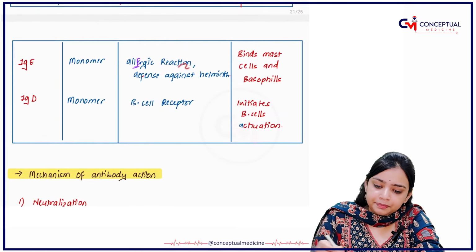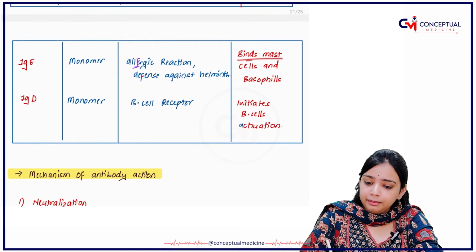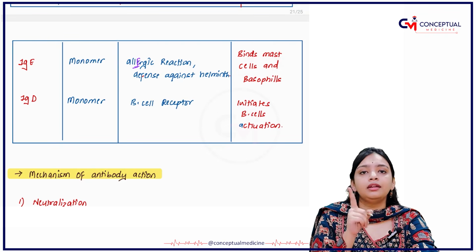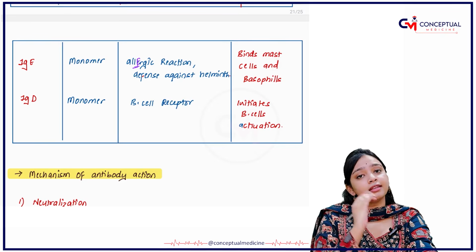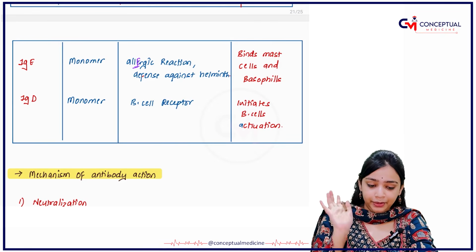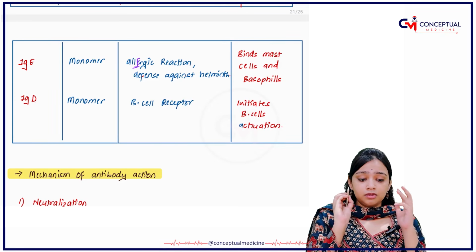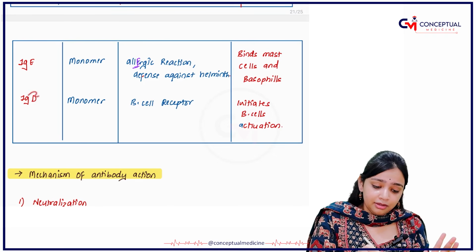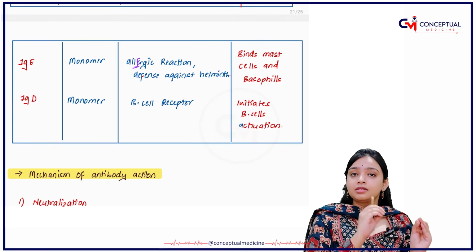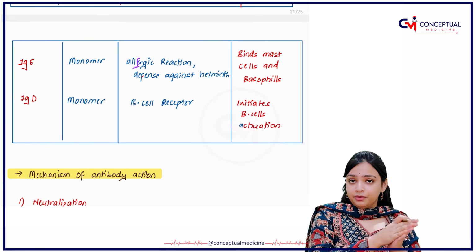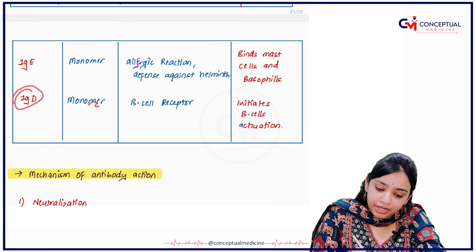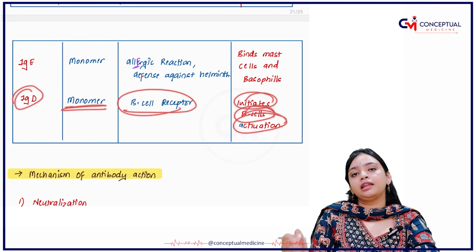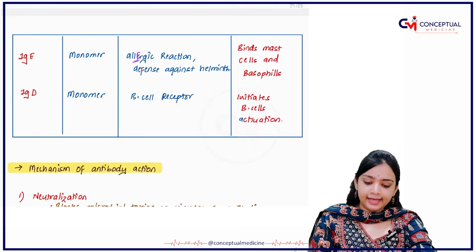Next, you have allergic reactions. They bind to the mast cells, because mast cells are responsible for the allergic reactions. And if I ask you about mast cells, the next thing that should come to your mind is histamine. I'll make sure some of these things get into your mind, so that's why I'm stressing these little words so much. IgD is a monomer. B cell receptor is there. They initiate the process of B cell activation.